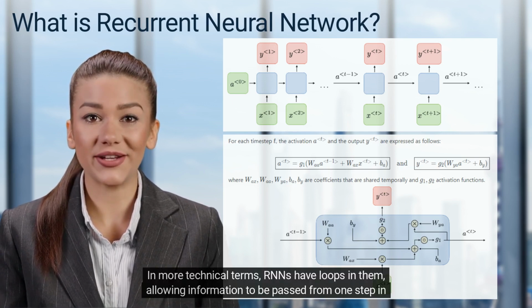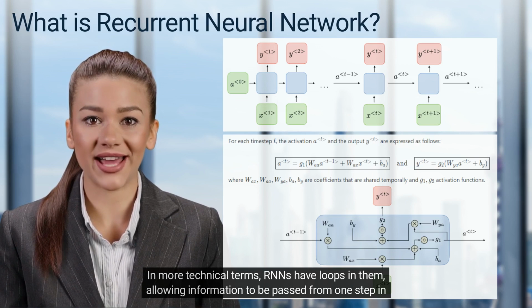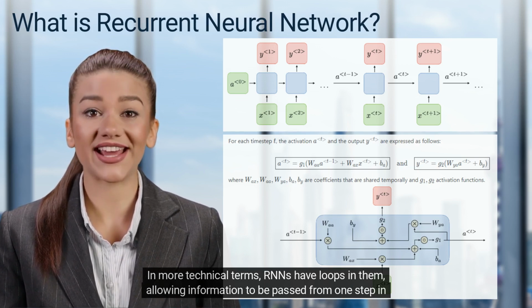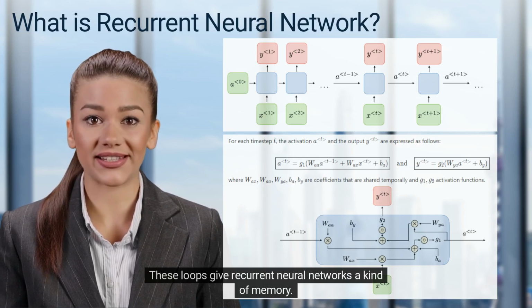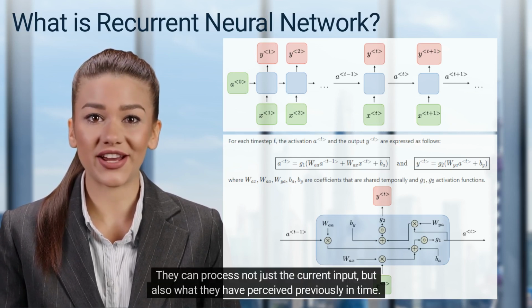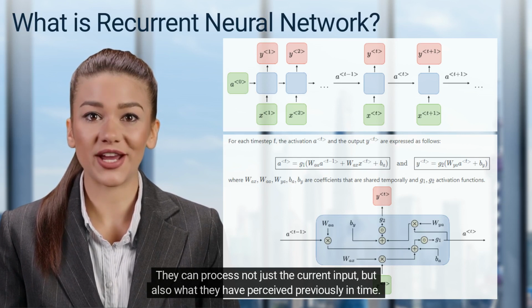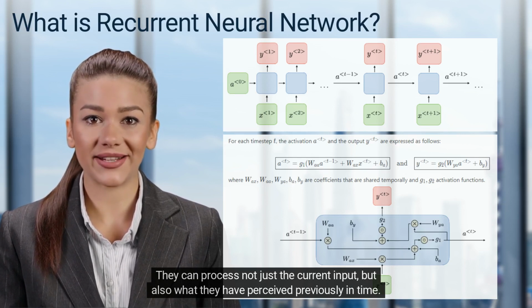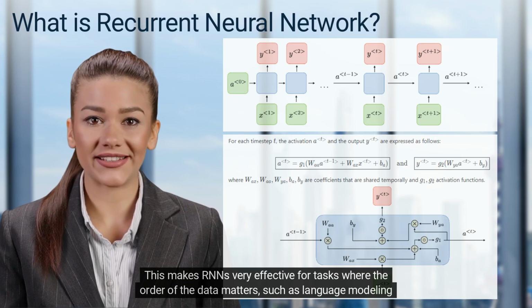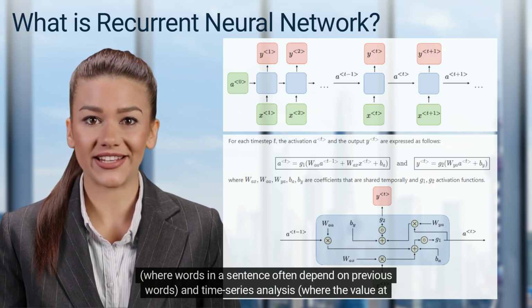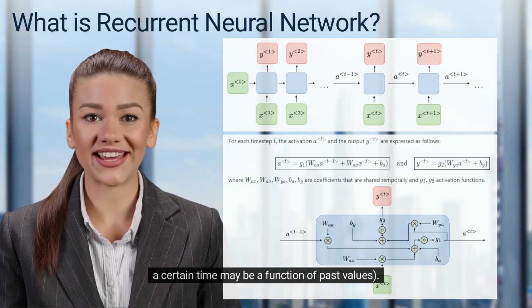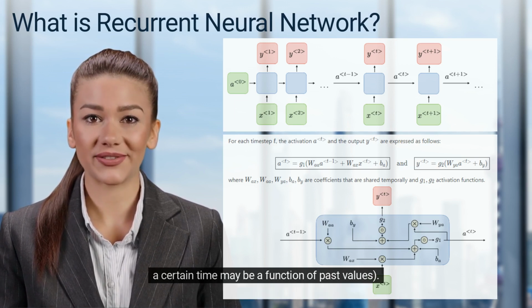In more technical terms, RNNs have loops in them, allowing information to be passed from one step in the network to the next. These loops give recurrent neural networks a kind of memory. They can process not just the current input, but also what they have perceived previously in time. This makes RNNs very effective for tasks where the order of the data matters, such as language modeling, where words in a sentence often depend on previous words, and time series analysis, where the value at a certain time may be a function of past values.